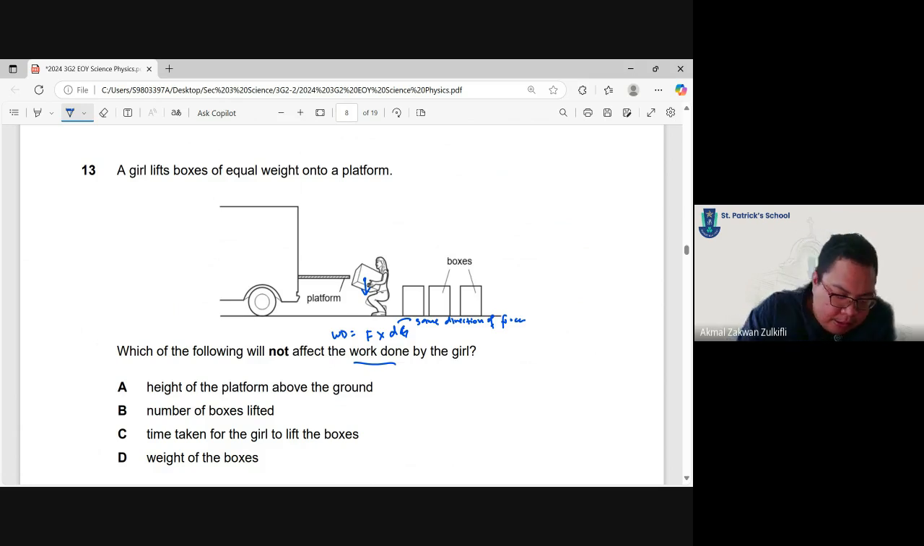Okay, yes. Number of boxes lifted, yes, because no matter what, the more the number of boxes, the more she actually does work, right? Because there are more boxes, more weight that she carried. Okay, the weight of the box, yes, but the time, there's no indication of time. Okay, so we don't care about the time here. So the answer is C for this one. Don't confuse work done with power. Okay, so power, yes, you'll be using more power if she takes less time.